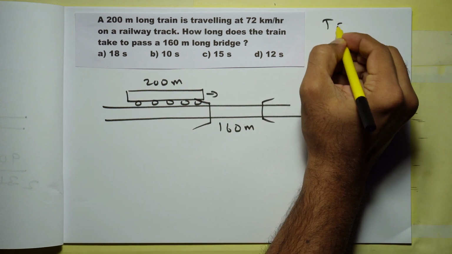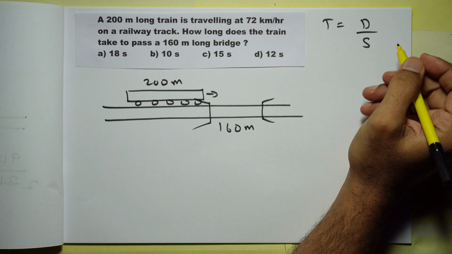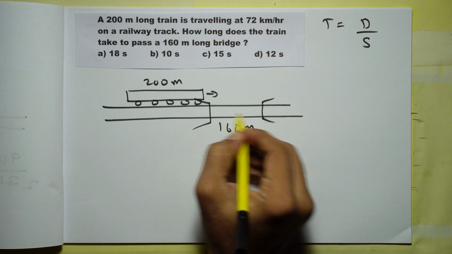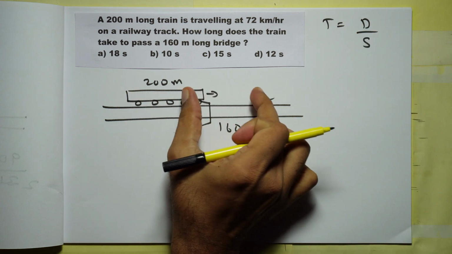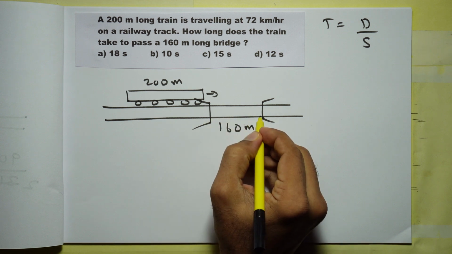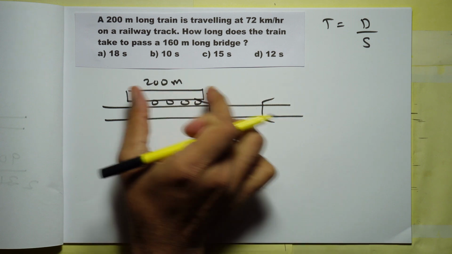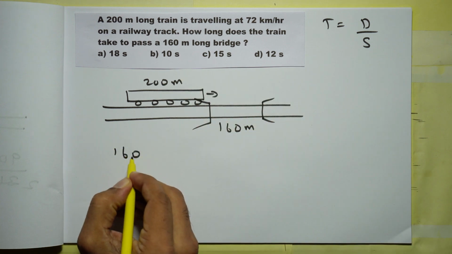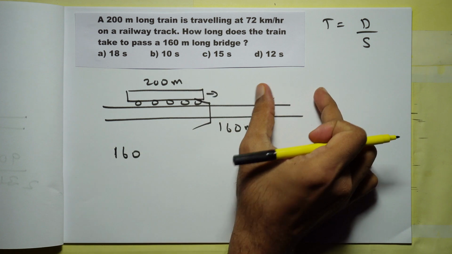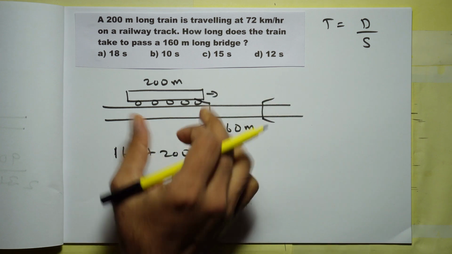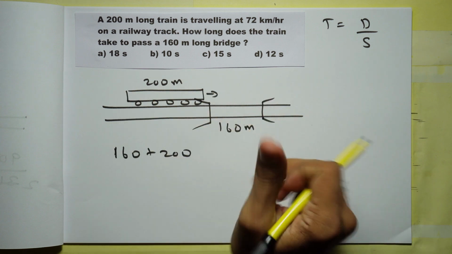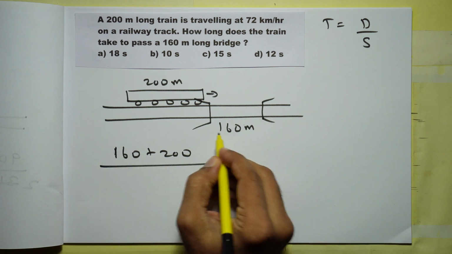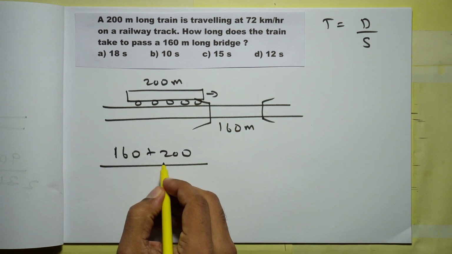So, time required is distance by speed. First, we'll find out the distance to be moved by the train. Now, to pass this bridge, first the train has to move this 160 meters, that is the length of the bridge. Then the train will be here. Then its own body length, 200 meters. Then the train will be completely ahead of this bridge or completely past this bridge. So distance to be moved is 160 plus the length of the train, 200.